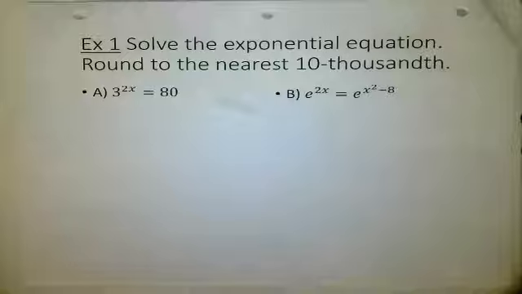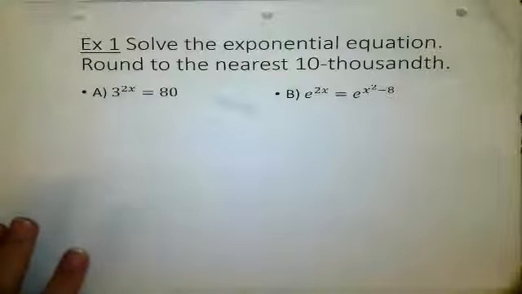Example 1: solve the exponential equation, rounding to the nearest ten-thousandth. The reason we're rounding is because there are an infinite number of ways to solve these equations. All the answers will look different and mean the same thing, which is why we round, so all of our answers can be in decimal form instead of some crazy base answer. So we have 3 to the 2x equals 80. As I said, I'm going to show you two different ways to solve this one.